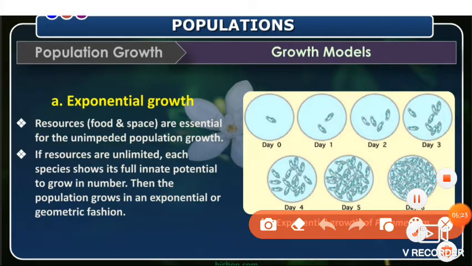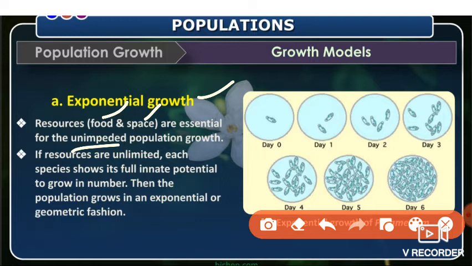Students, in exponential growth, what will happen? The resources, that is food and space, or the habitat, we can say. Food and space are very important basic resources for the organisms, and are essential for unimpeded population growth. Unimpeded is nothing but there is no disturbance. Without any disturbance there is population growth if the resources and space are available.